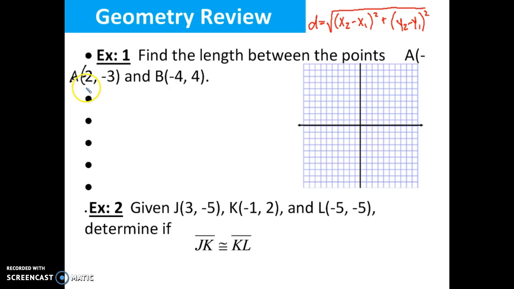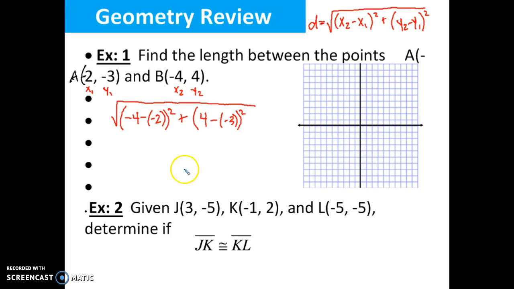So for this one, right, we got x1, y1, x2, y2. Alright, so then we've got the square root, first parentheses, -4 minus a -2 squared, plus a 4 minus a -3 squared. Now order matters because it's subtraction, but it doesn't necessarily matter which x you start with, as long as the x that you start with is the y that you start with. So if I started with a -2 in the first parentheses, I would start with a -3 in the second.